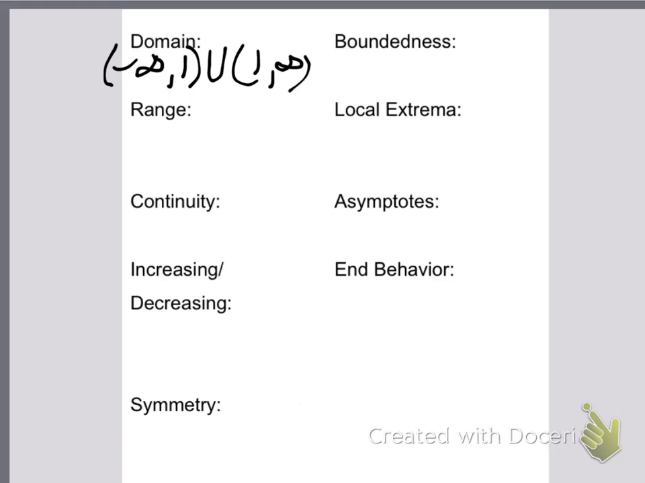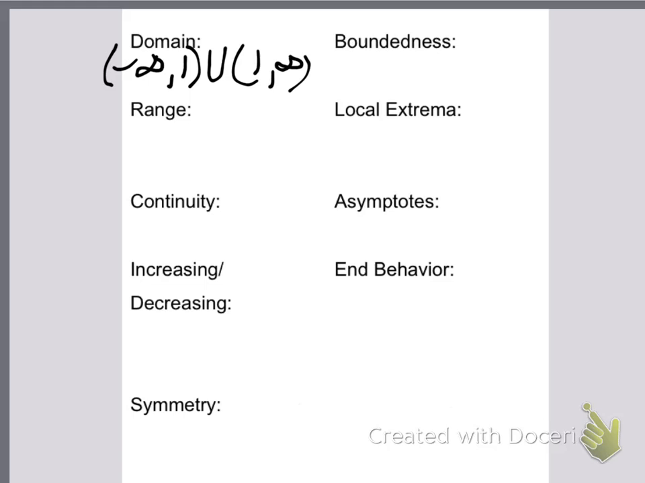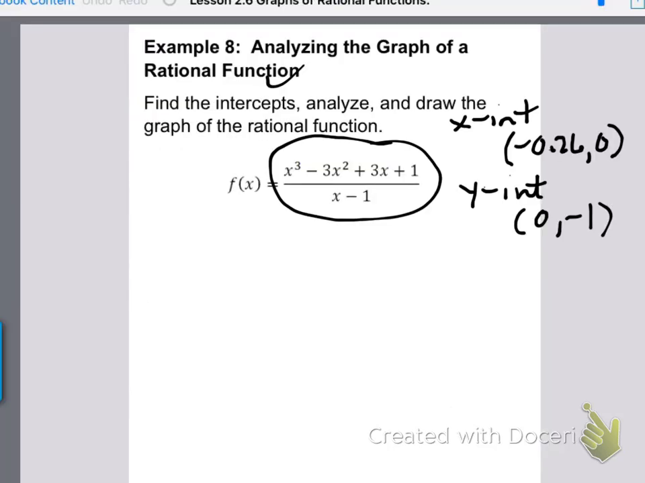Now, range. Here's the idea. The range, if you look at the graph, if you graph this whole thing now in your calculator, you're going to see there is no restriction on the range. The range is all real numbers. Now, you're going to get that from the graph, so make sure you understand that.